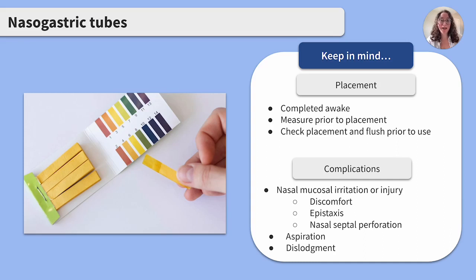Complications that can arise during placement include irritation or injury to the nasal mucosa. This can result in discomfort, nosebleeds, or epistaxis, and in severe cases, nasal septal perforation. The most concerning complication is aspiration, which would occur if the NG tube was used after being accidentally misplaced into the lungs instead of the stomach. Again, this is why it is essential to verify placement before use.